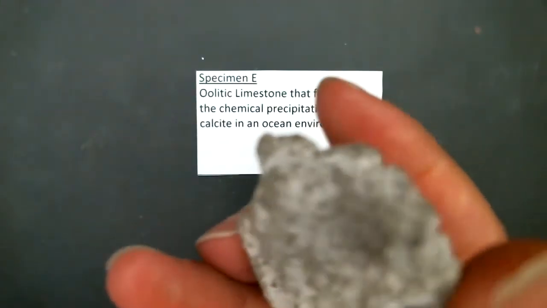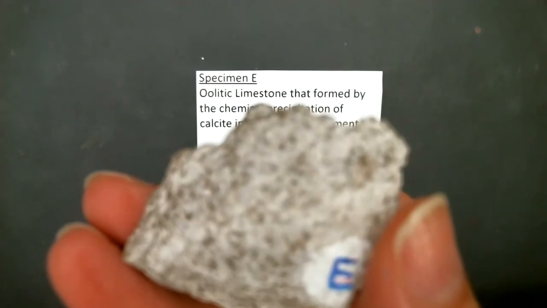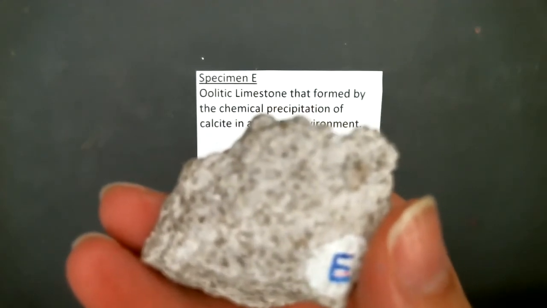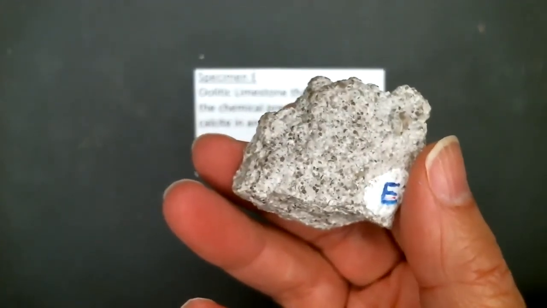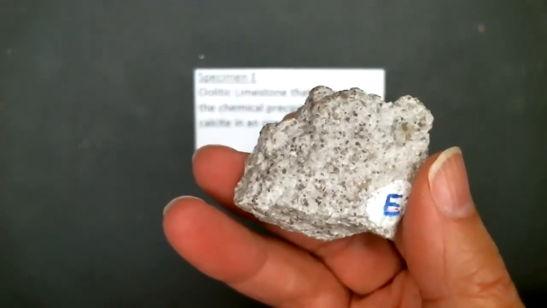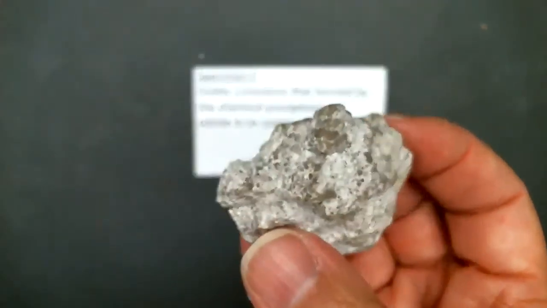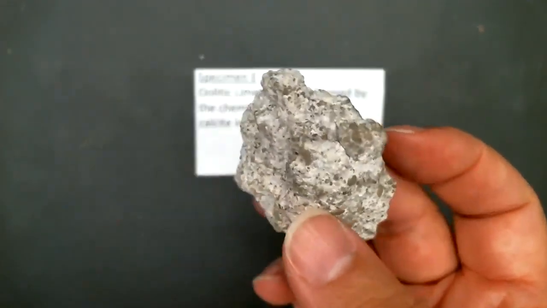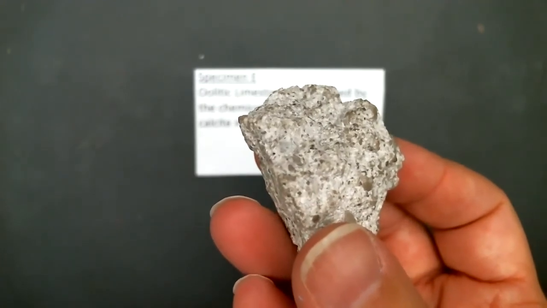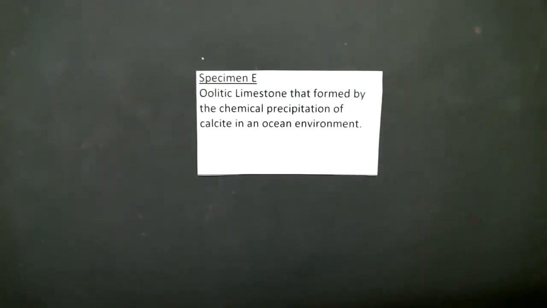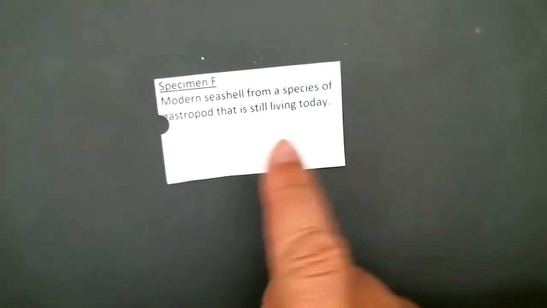Oolitic limestone. Is this a fossil? Come on, focus. There, that's better. Is this a fossil? Is this a trace fossil? Or is this a non-fossil? The next one, specimen F.